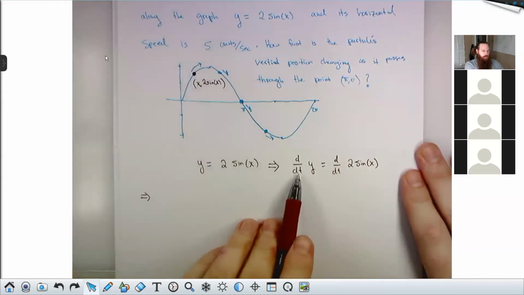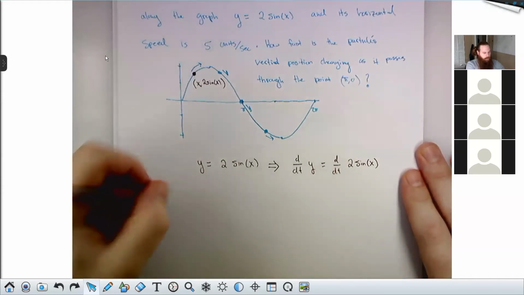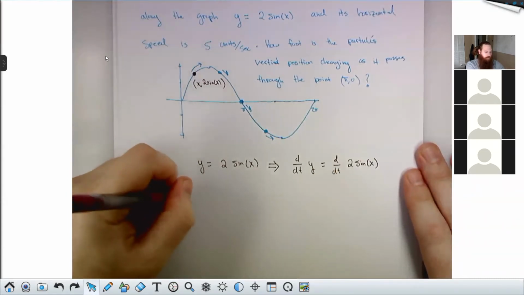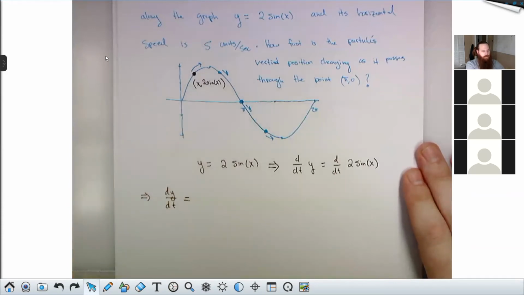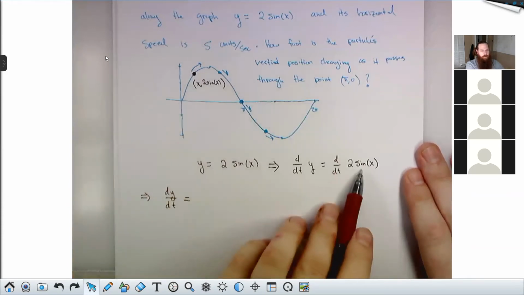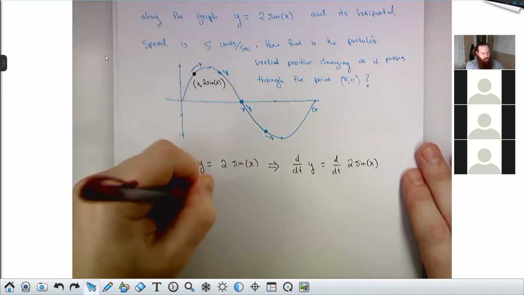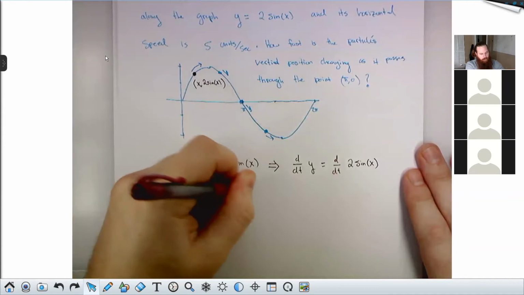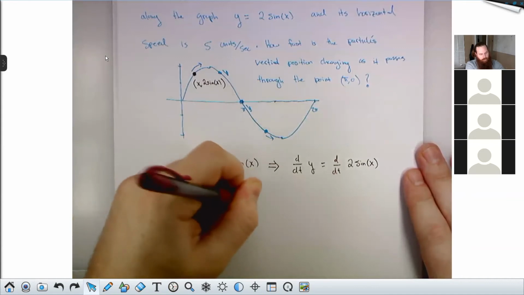On the left-hand side, d/dt of y is dy/dt. And on the right-hand side, d/dt of 2 sine x is 2 cos x times dx/dt.